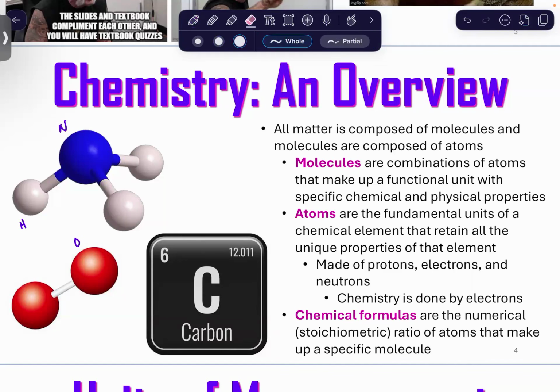One of the things to keep in mind is that chemistry is done by electrons. So it's going to be how the electrons of these molecules interact. But also, you're going to want to learn chemical formulas. These are going to be your stoichiometric ratios of atoms in a molecule. All that means is how many of one atom to how many of another atom. So up here at the top left, you have ammonia, and its chemical formula is NH3. So the stoichiometric ratio is one nitrogen to three hydrogens.